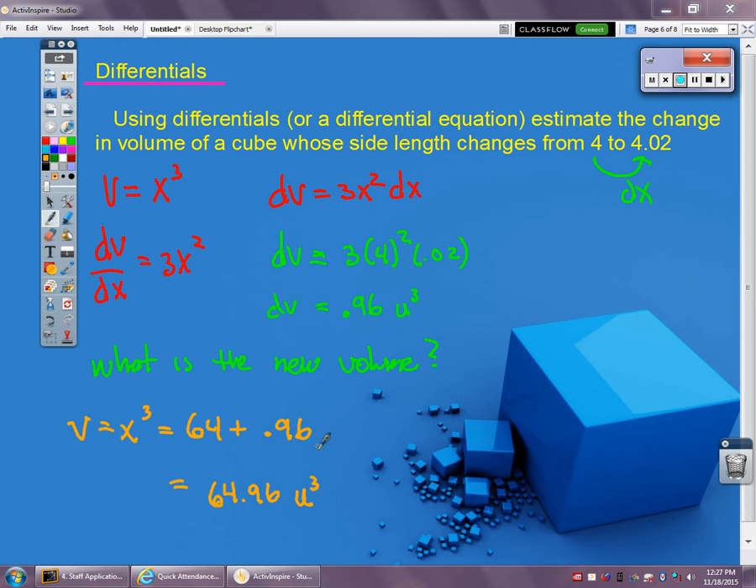So this one's a little bit more straightforward than local linearization. I'm just using differentials. The only thing I'm doing different here than anything I've done before is I'm solving this equation for dv rather than dv over dx. And again, I did that through cross multiplication. And then I'm just going to plug in all the different variables. The x was my original side length, 0.02 was my change in side length, and then it's just straight calculations from there to get your new volume. So that pretty much sums it up for differentials and local linearization.